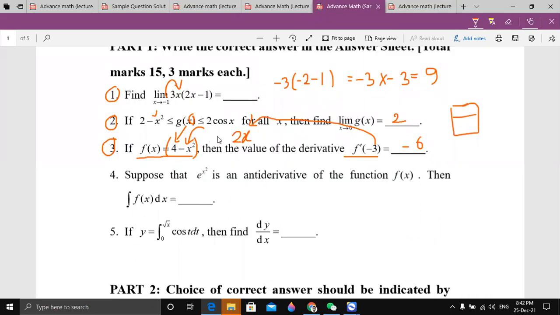So minus, we had a minus here. So ultimately it will be plus 6. Okay.